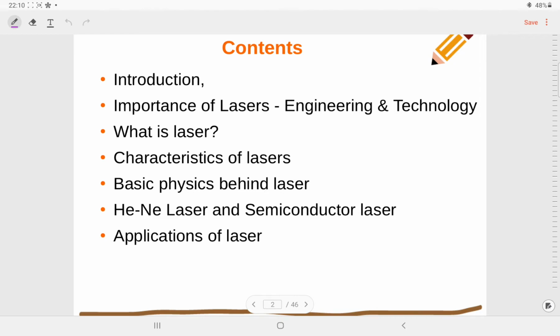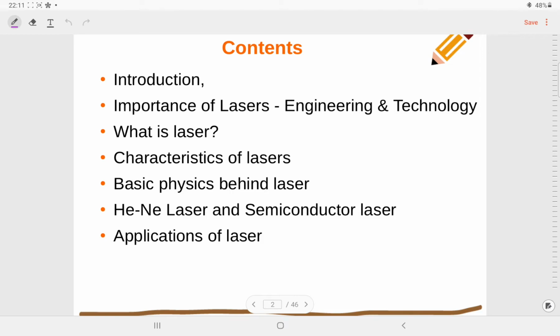My intention is to tell you that laser has enormous applications in various fields of our life. Therefore, from an engineering perspective, we really need to understand each and every topic of lasers, and most importantly the physics behind the laser.